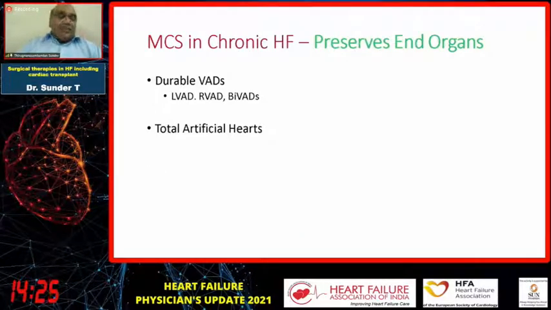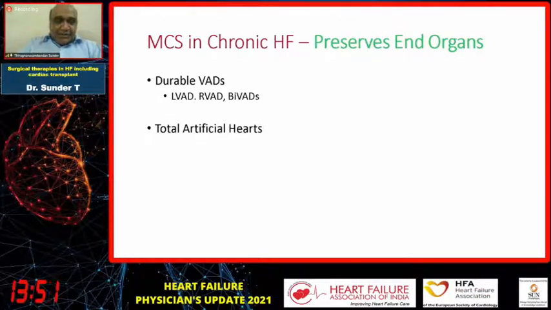So as I told you, in heart failure, mechanical circulatory support preserves end organs. In acute heart failure, it improves survival and allows bridging. So what are these things in chronic heart failure? You have durable VADs such as the LVAD, which is the left ventricular assist device, right ventricular assist device, or biventricular. Sometimes we have a total artificial heart. The whole philosophy of these is it preserves and maintains the kidney, the liver function, and the other organs until such time a heart is available for transplant.